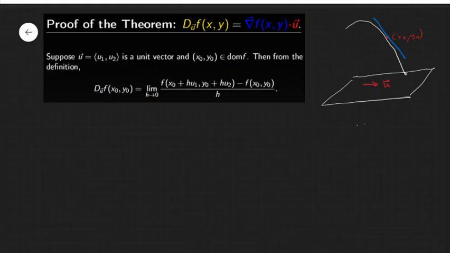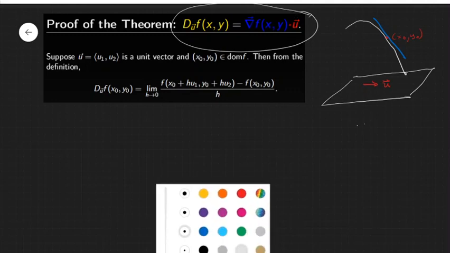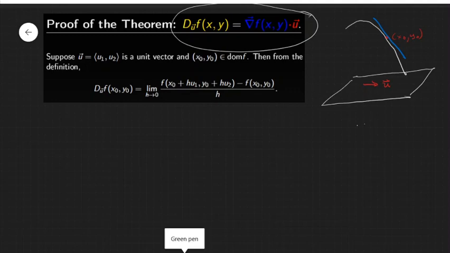Now let me try to explain a little bit about the elegant formula for the directional derivative, this dot product formula for the directional derivative of f at x, y. But first, let's consider the limit definition of the directional derivative. And that limit can be thought of as the derivative of f with respect to h evaluated at h equal to 0.